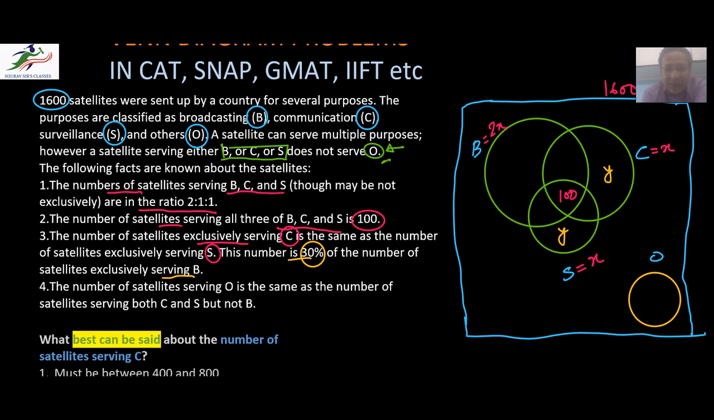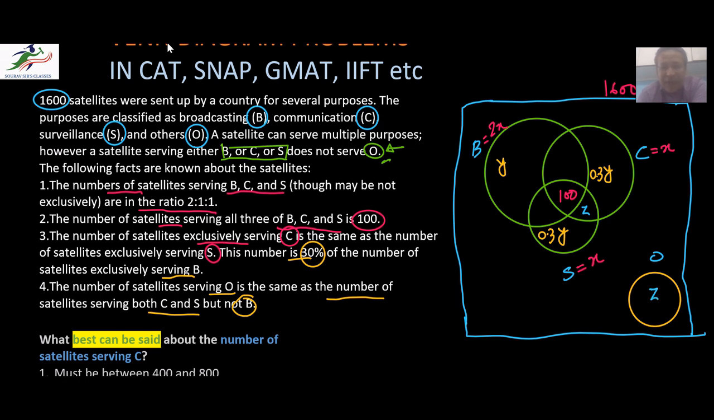So now we change it a little bit. We make exclusively serving B as y. So this would be 30% of y, and this would also be 30% of y. Then condition 4 says the number of satellites serving O is the same as the number of satellites serving both C and S but not B. Now both C and S and not B means this one. So if this is z, then O is also z.